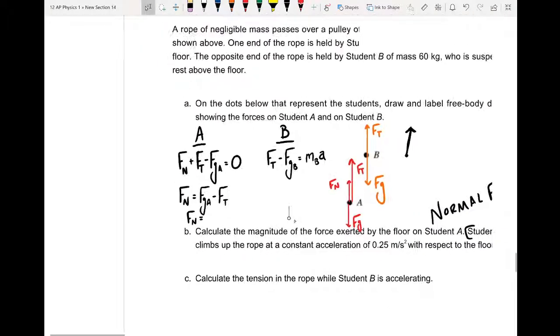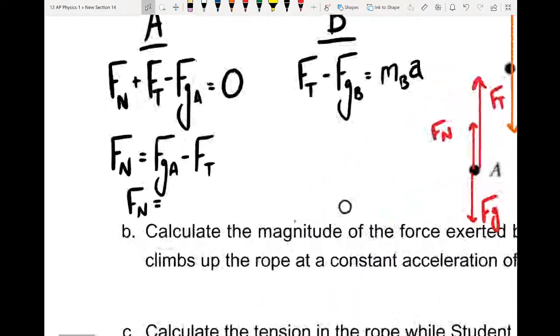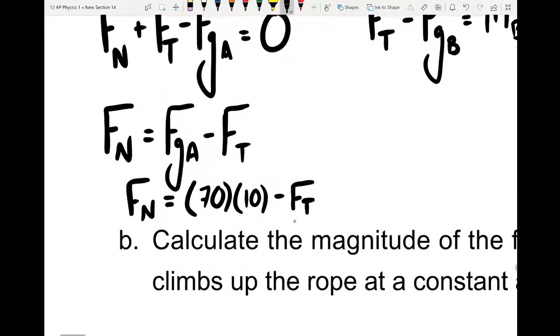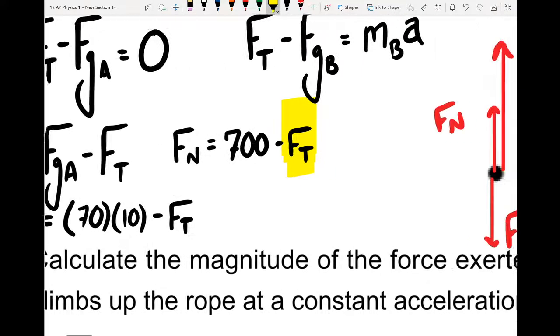So the mass of student A is 70. If we have m times g, I'm just going to call g 10 again to make it easy. So then Fn equals 700 minus Ft. So it looks like I want to figure out this Fn. In order to do that, I'm missing Ft. So I need to solve for Ft.